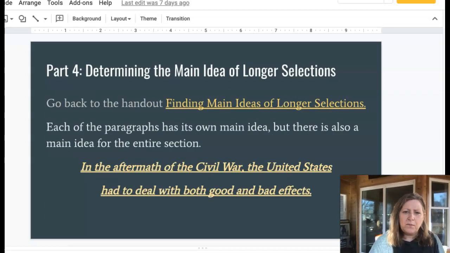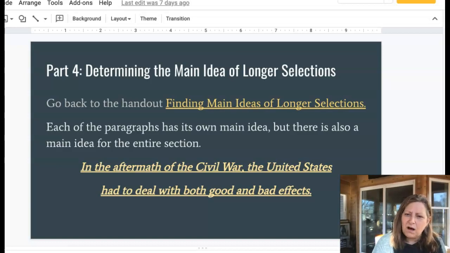All right, so back to the handout. Each of the paragraphs has its own main idea, but there's also a main idea for the entire selection. And so if I were to pinpoint that, I might write, in the aftermath of the Civil War, the United States had to deal with both good and bad effects.